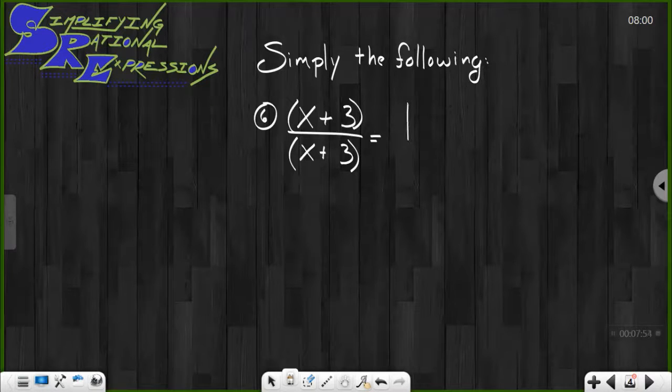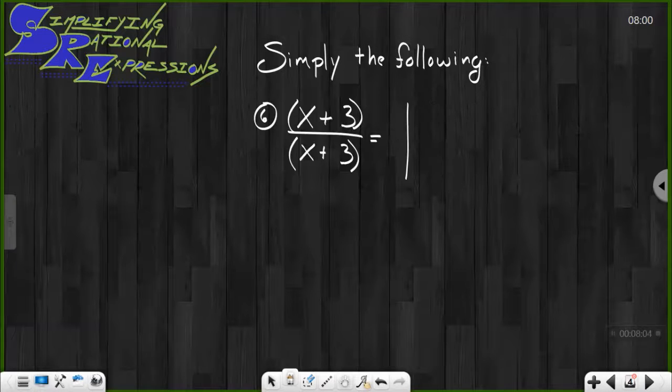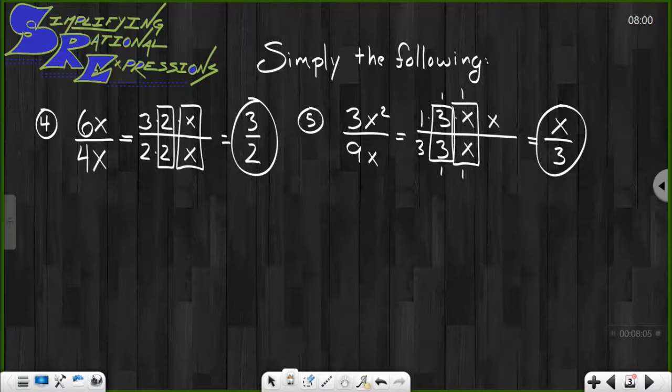Hence, this becomes a giant 1. It's the same number on top and bottom. Why was this important? This is important because now, after examples 4, 5, and now 6, we notice that you can cancel out 3 things. You can cancel out a number that is the same on both top and bottom when separated by multiplication.